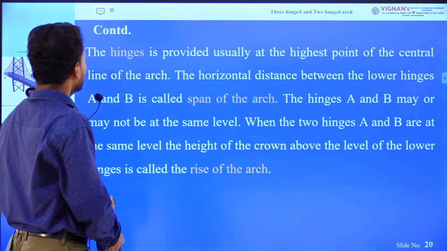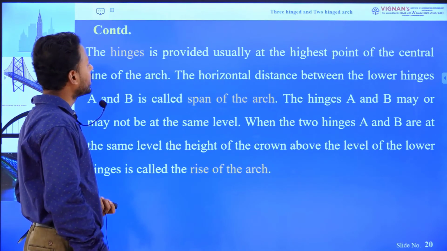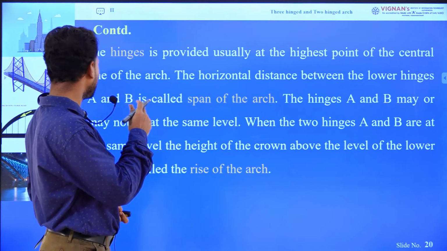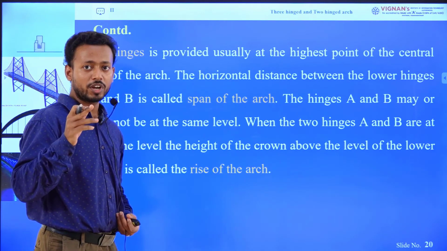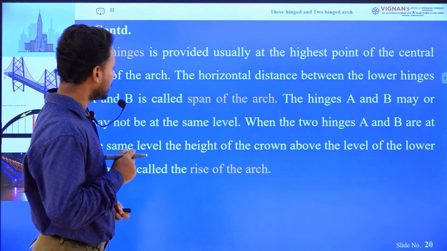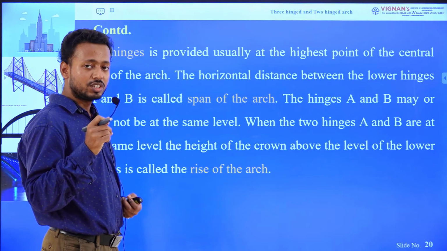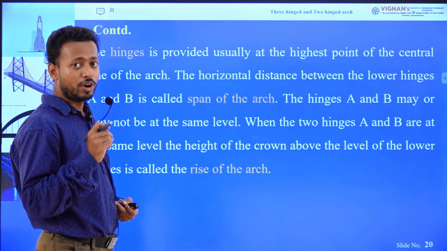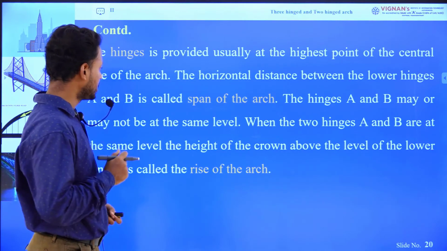Now the hinge is provided usually at the highest point of the central line of the arch. The highest point of the central line of the arch is called the crown of the arch. In case of a 3-hinge arch, the crown of the arch is a hinge point. At this point the bending moment will be 0, right?